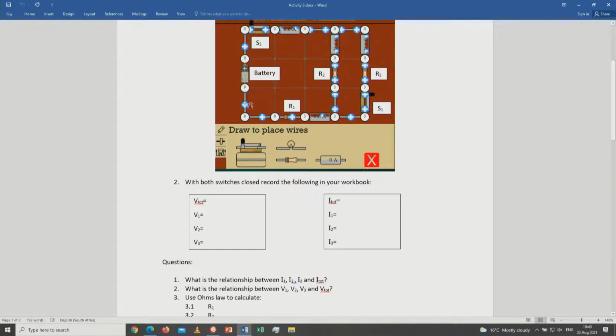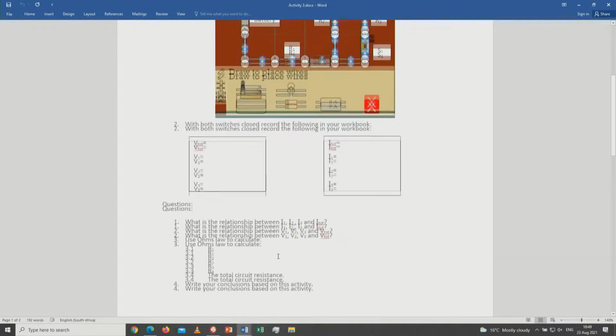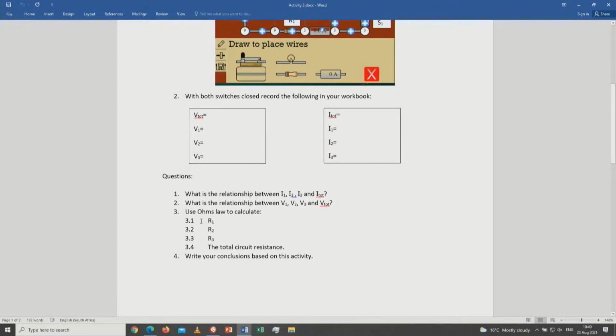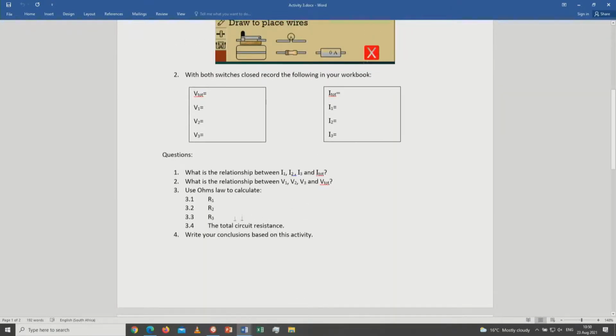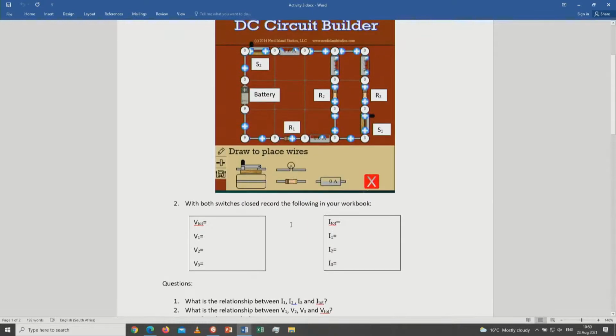You'll see that in this circuit I did not have the ammeter right next to the battery, but you can do that on the circuit board, colleagues. So we want to find the relationship. What is it that we find interesting, striking about this? Then if you like, you can also calculate R1, R2, R3 and the total circuit resistance. This is important to calculate.